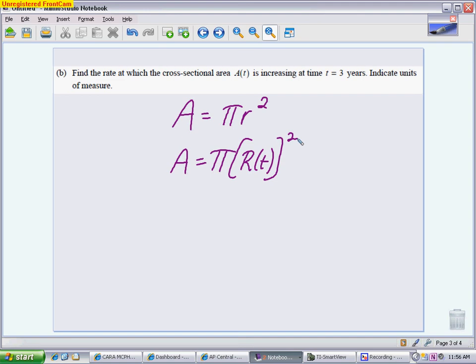Then I realized this is actually a related rate problem because I want to know how the cross-sectional area is changing, and I already know about how the radius is changing from what I did in part A and what they gave me in the problem. So when I take the derivative, I get dA/dt equals 2 pi r, so r is r of t, or you could just write lowercase r if you want to use that to refer to your radius, times dr/dt.